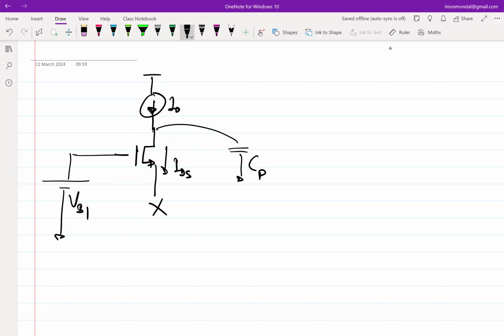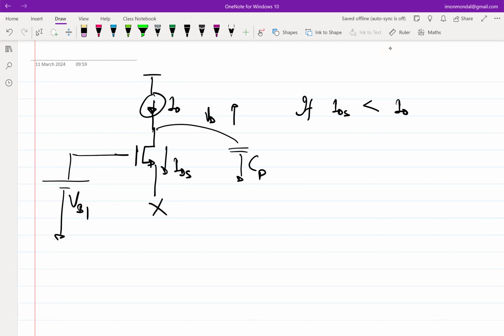So now let's walk through the same arguments, right? Let's assume that if IDS is less than I naught, what's going to happen to the drain voltage? The drain voltage is going to increase. So if you observe the drain voltage increasing, what information are we getting? We are getting this information effectively, that IDS is less than I naught, simply by observing the drain voltage.